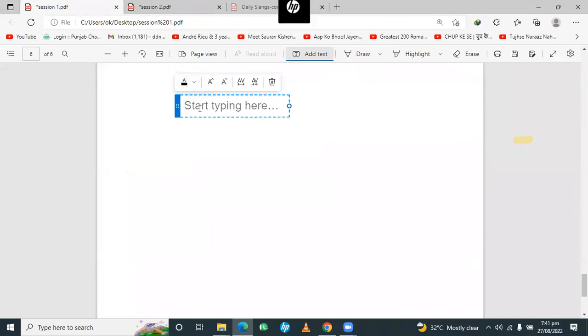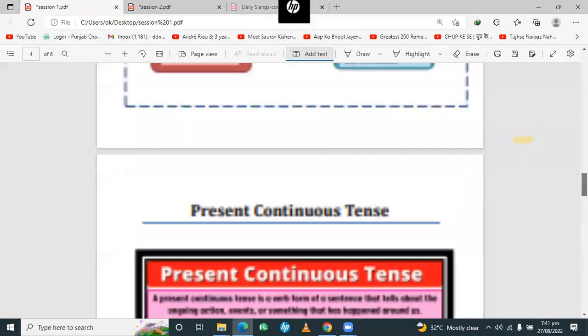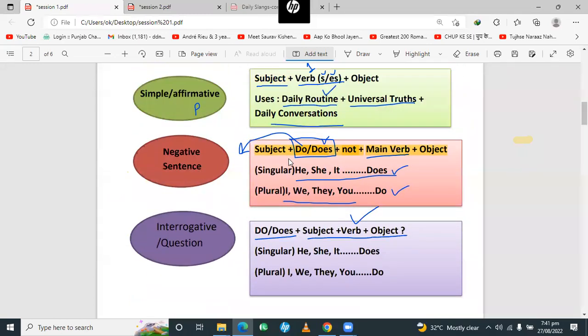Okay, fine. Now I'm writing the example here in negative. See, in a negative sentence, first comes the subject, then comes your helping verb. After the helping verb, you can add not. And then comes the main verb and then the object. Does she do? No, did is the second form. Do is the first form. Do, did, done. We are not focusing on the use of did right now. We are done with the use of do or does.